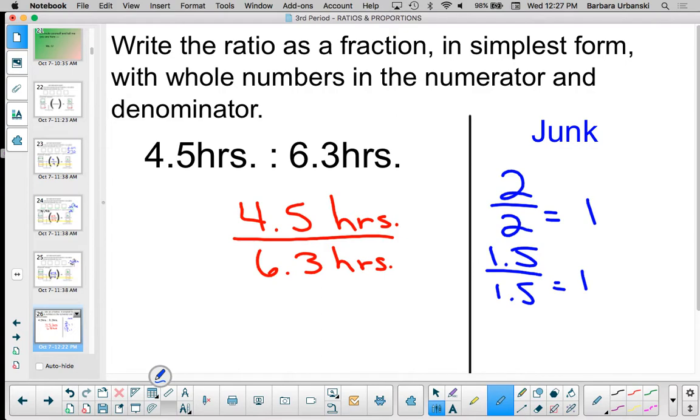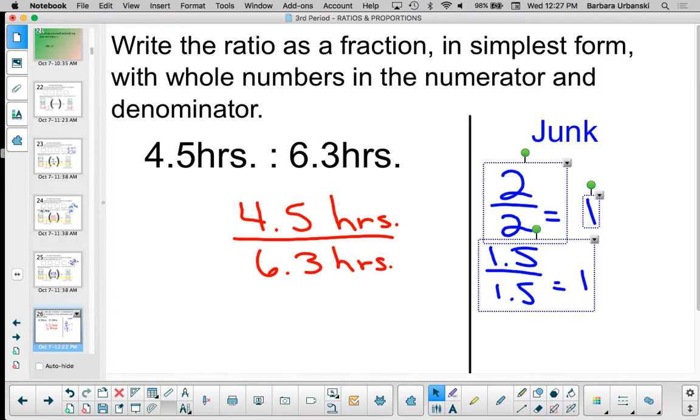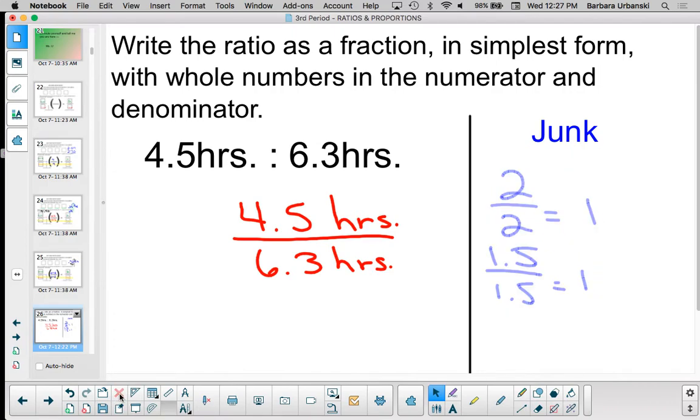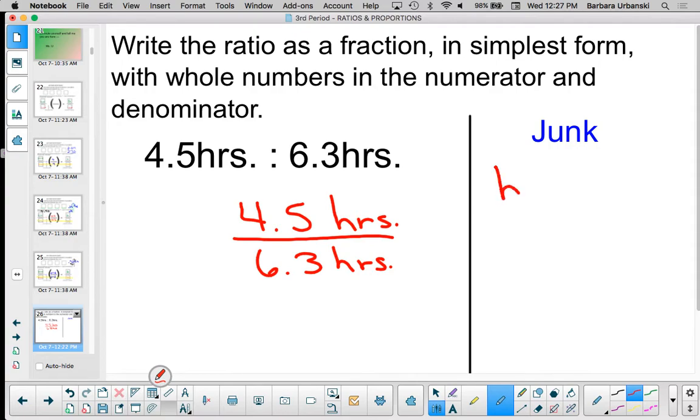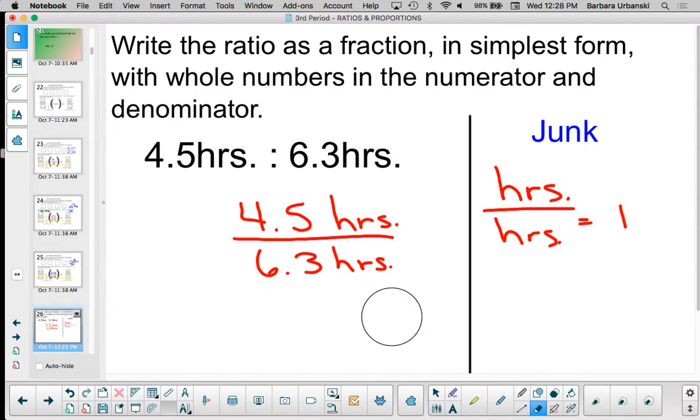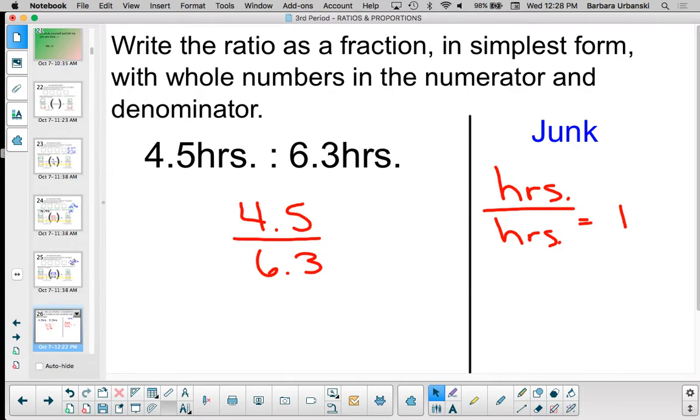So if I said, what do you think hours over hours would be, it would end up being 1. It would just simplify out. It would go away. And that's actually what we want to have happen with this problem, because if I have 4.5 hours over 6.3 hours, the hours will simplify out, so they go away. And that's one step in the right direction. That makes us happy.